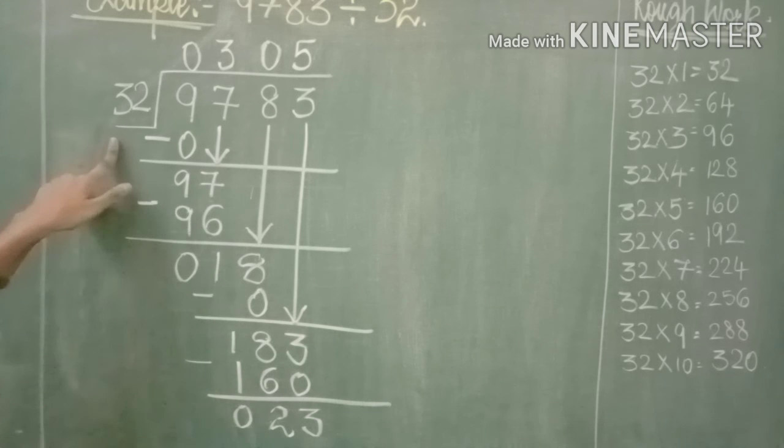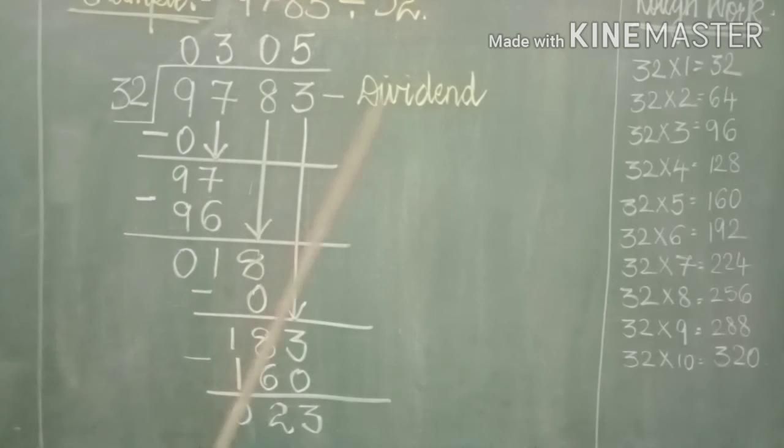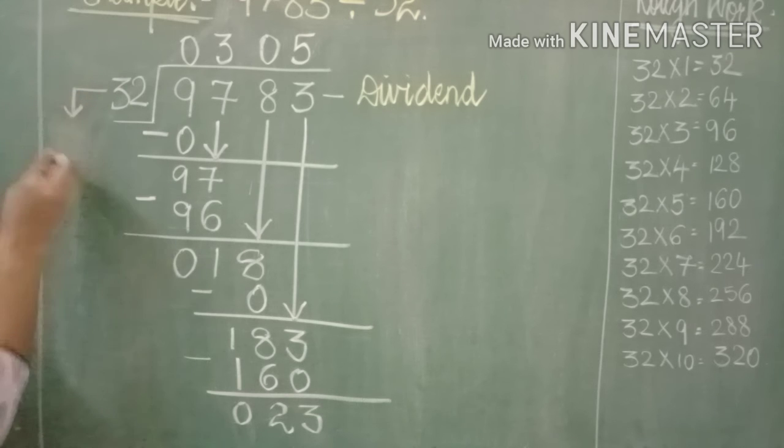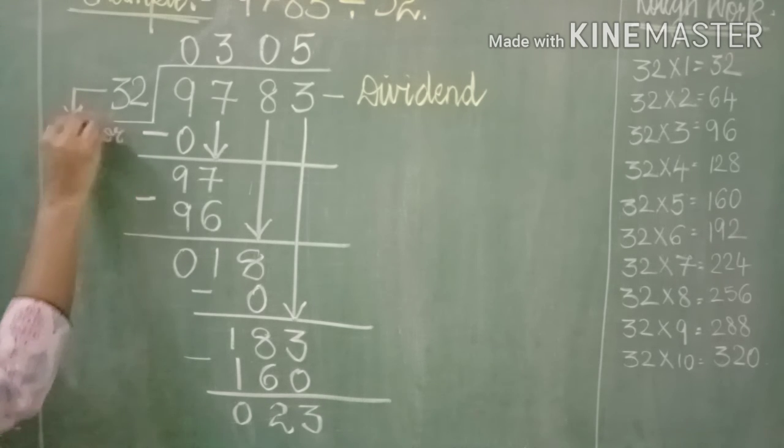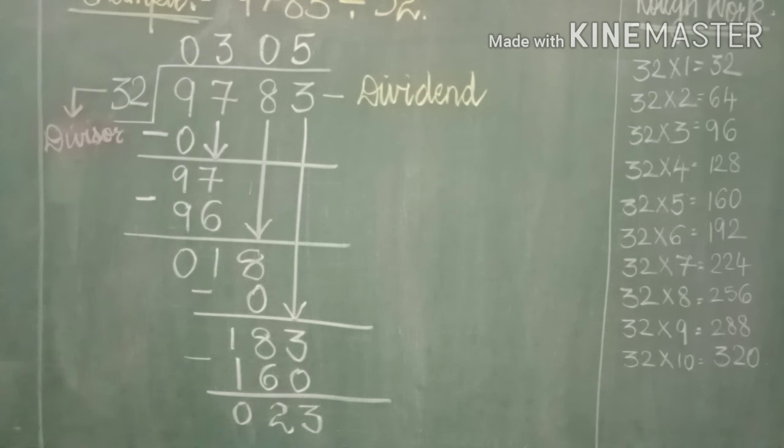So now students, you have to tell me, what is this part called? This part is called the dividend. Am I right? What is this part called? This is called the divisor. And what is this part called? This is called the remainder. And last we'll get the answer. This part is called the quotient.